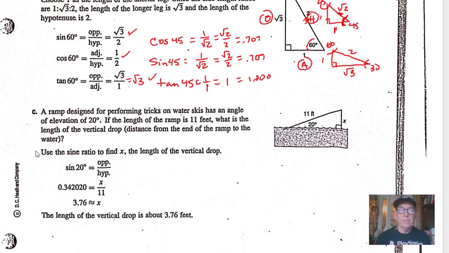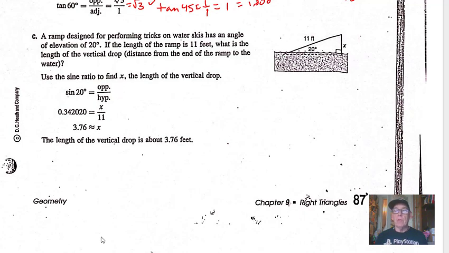Okay, let's move on. Here we have an example of an angle of elevation problem. They're building a ramp for a water ski, and the question is asking us, what is the length of the vertical drop? So they want us to find out this side. Now they're giving us that the ramp is 11 long. Now in terms of this right triangle, there's always going to be a right triangle. That's the hypotenuse, which makes this the opposite side, and this is the adjacent side.